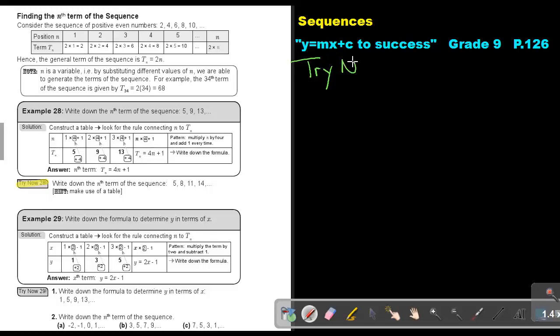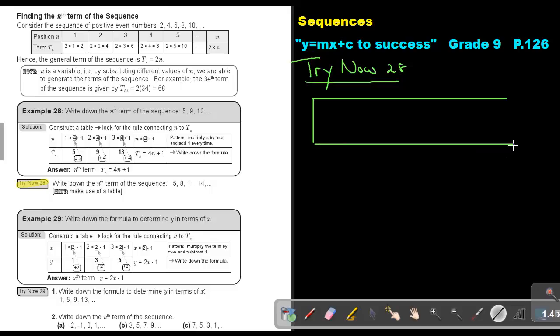Let's start. Now, we can do the same as in the previous one. Let's just make a table, just in the beginning to help you. So, here is my table. Basically, this is going to be n, and this is going to be Tn. So, let's just write down the sequence.